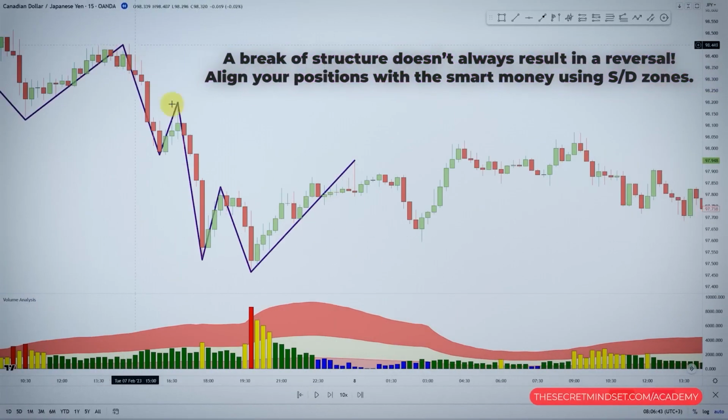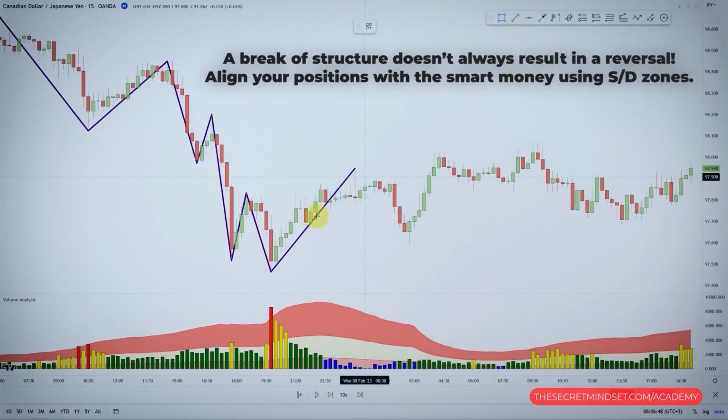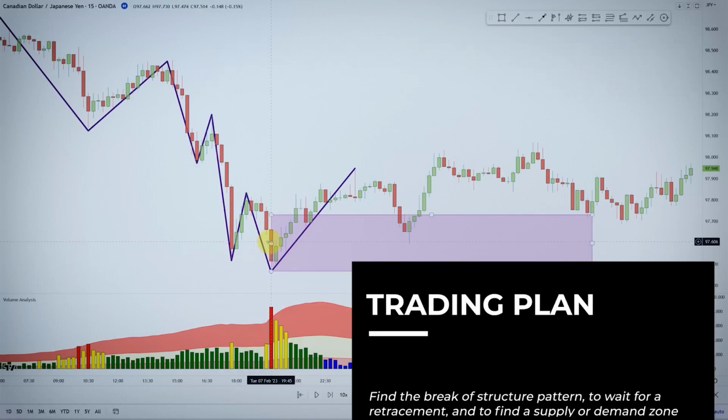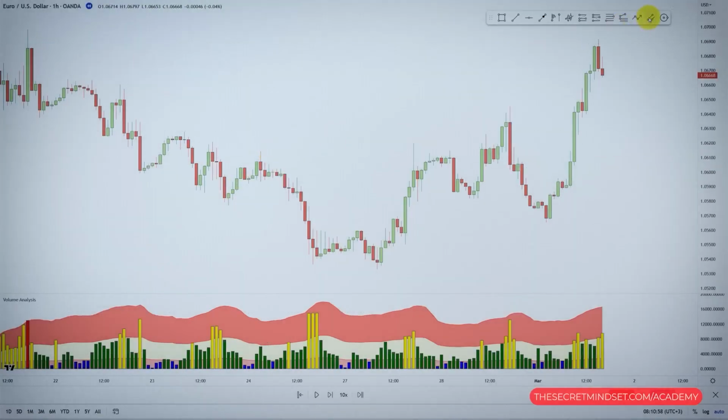Now, this break-of-structure doesn't always result in a reversal. That's why, in order to align your positions with the smart money, you need to use, once again, supply and demand zones. So the plan is to find the break-of-structure pattern, to wait for a retracement, and to find a supply or demand zone for an entry to execute the trade with a higher accuracy. Here we see a significant decrease in price on euro-dollar.